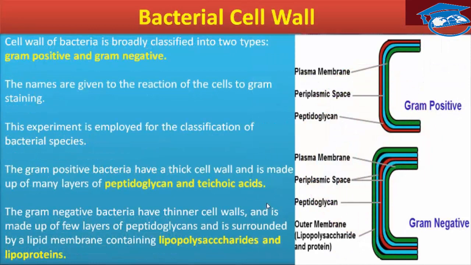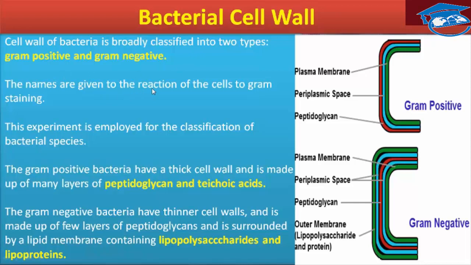Let's talk about the bacterial cell wall. The cell wall of bacteria is broadly classified into 2 types. I have already taught you in detail in my previous section of the presentation, so for better understanding, you can refer to that presentation. The first is gram positive and the second is gram negative.